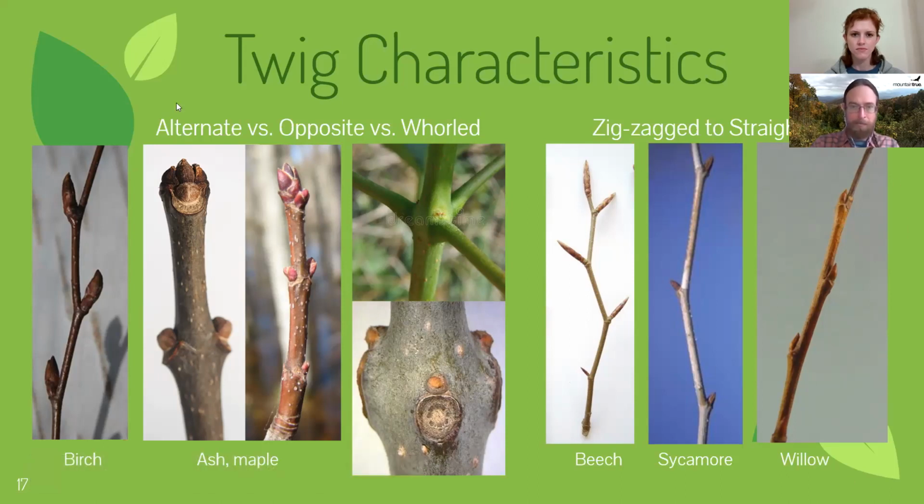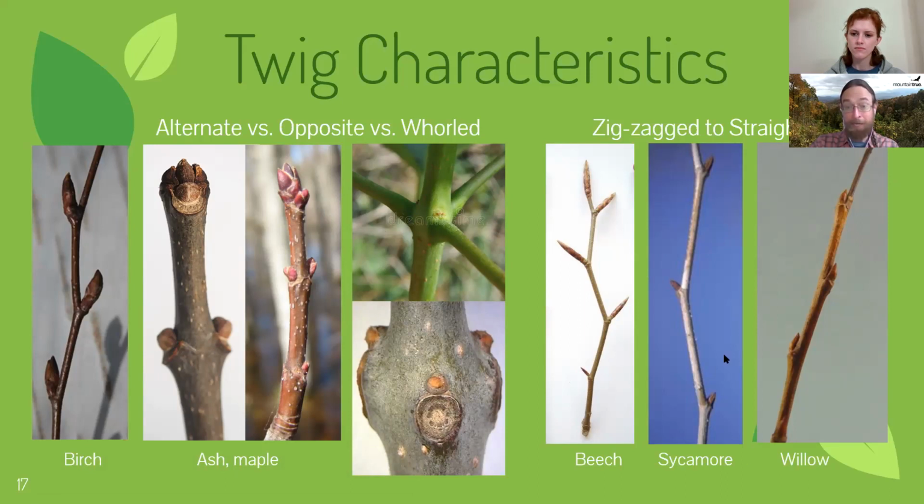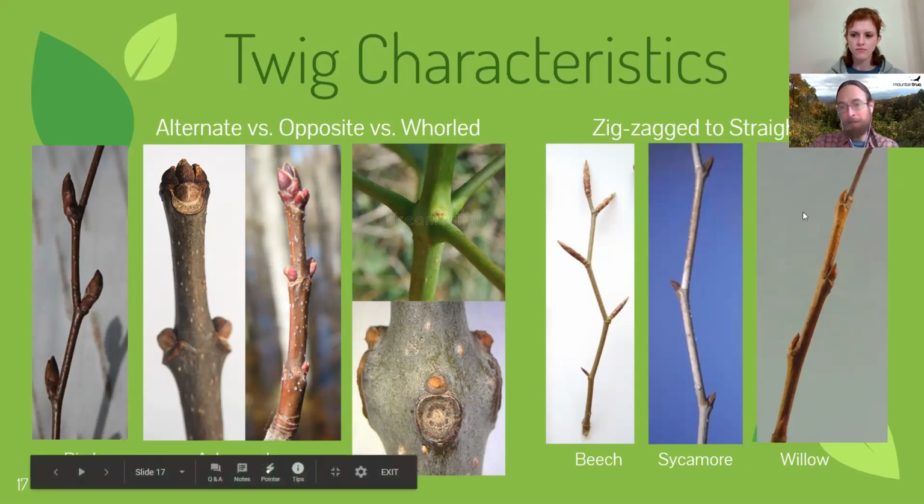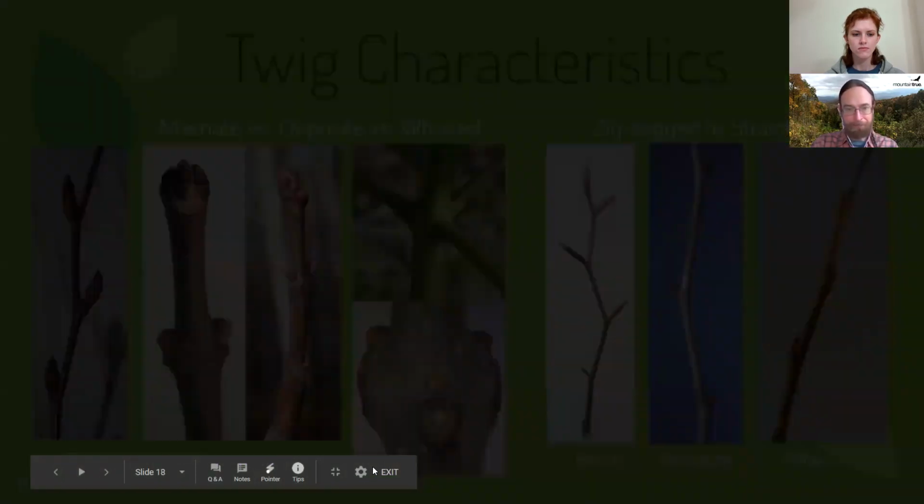And then beyond those buds and how they're oriented on the twig, you can look at the shape of the twig. So beech, for example, is strongly zigzagged, as is sycamore. Another one that's a very rare tree around here that's very zigzagged is the yellowwood. Willow, on the other hand, is extremely straight. You'll find a lot of really straight, whippy twigs around here too.